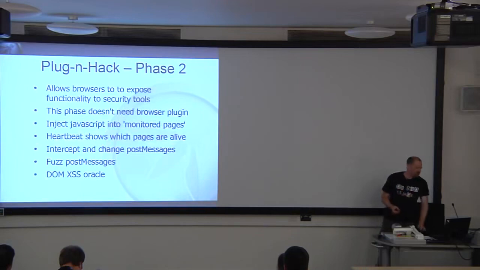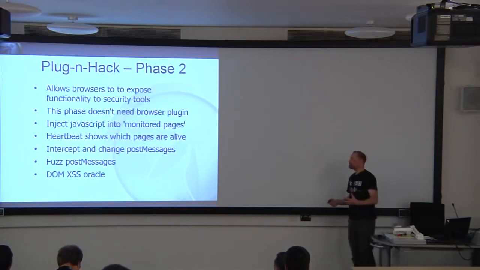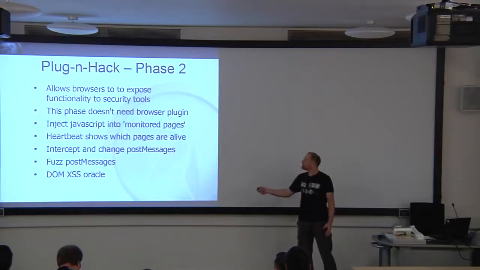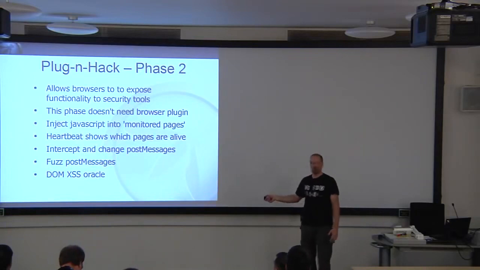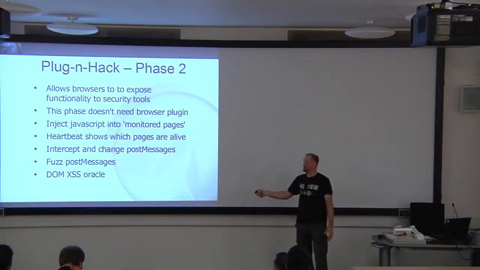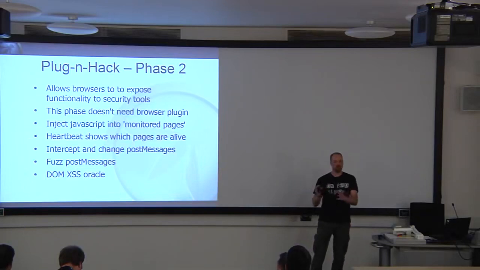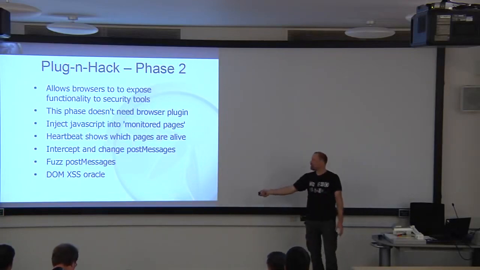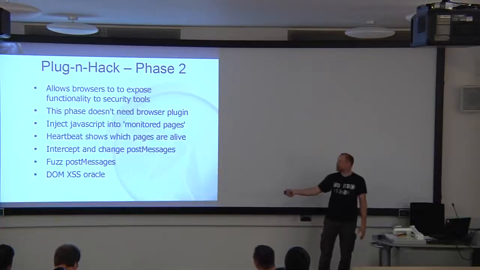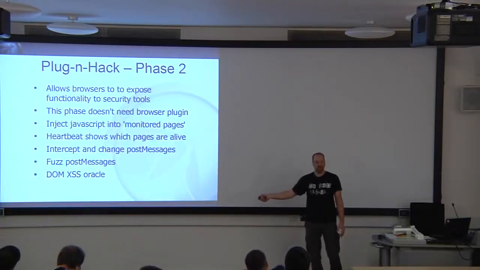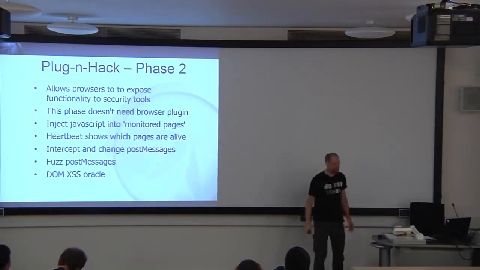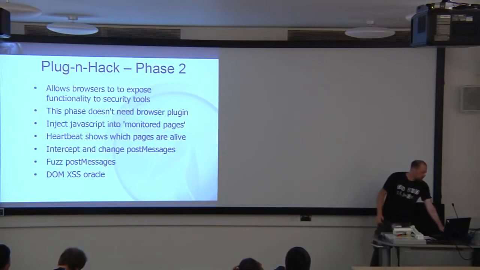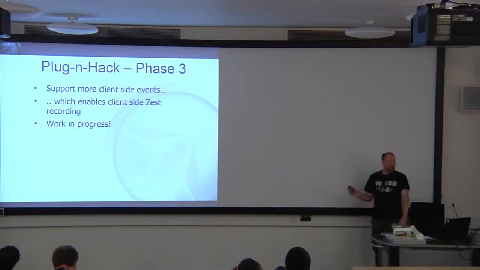What we've done in Phase 2 is allow it to inject JavaScript. We don't do this by default because obviously it's changing things. But it does allow us to handle things like the postMessage API. So we can actually intercept and change post messages even though they are completely in the browser, once you've injected this JavaScript. One of the demos I did last time was fuzzing post messages and actually finding DOM XSSs in post message, which is kind of cool and not something any other tools can do, as far as I'm aware.